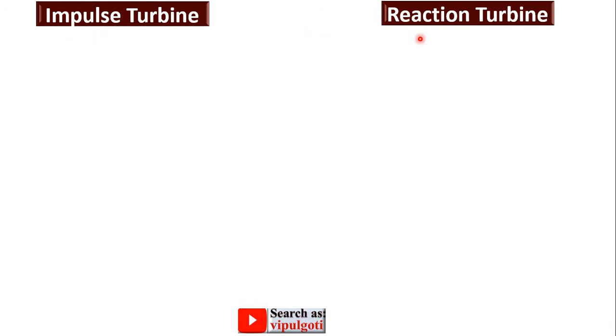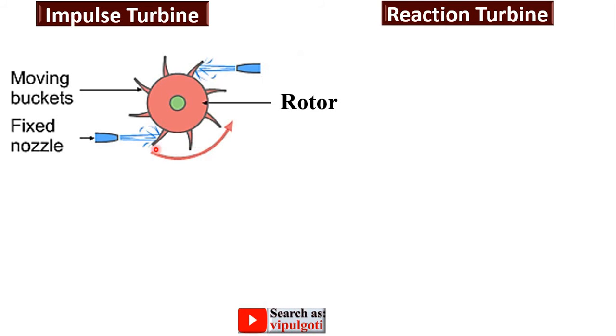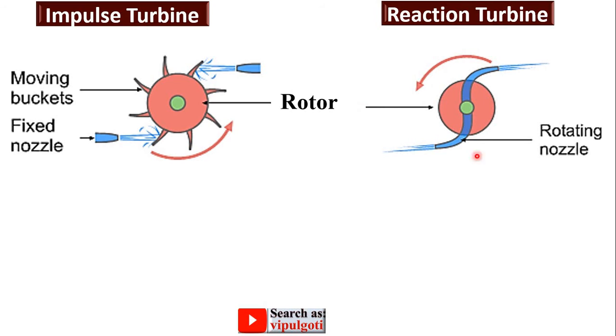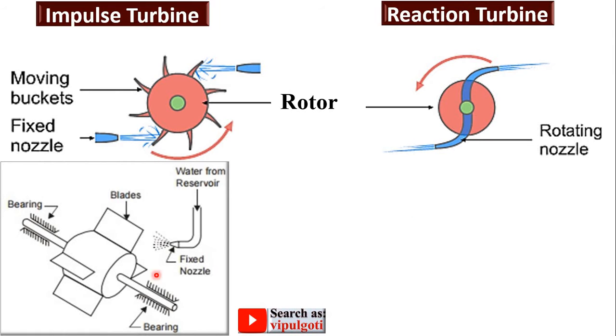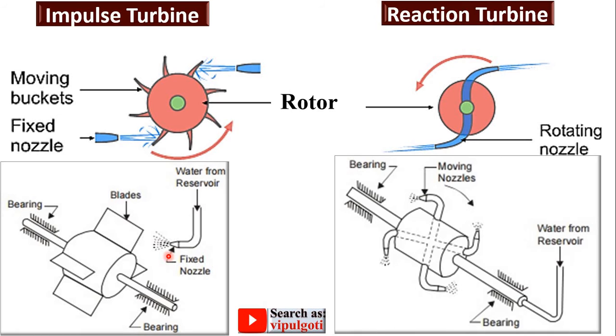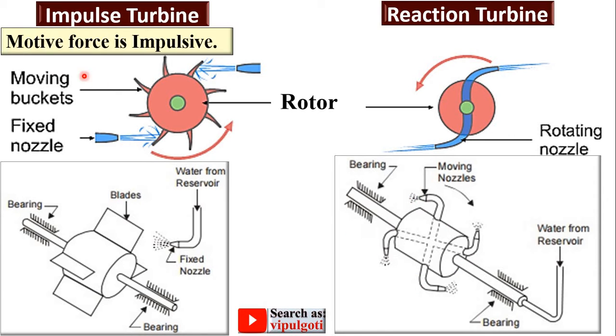Now the difference between impulse turbine and reaction turbine. Here you can see, this is the impulsive force by the water jet, so that this rotor will rotate. And here, due to this reaction, this will rotate in this direction, opposite to the water jet. That's why it is called the reaction turbine. One more image, here you can understand. This one is the reaction, so it will rotate in the opposite direction to the jet of water. The important point is that for the impulse turbine the motive force is impulsive, and here the motive force is reaction.